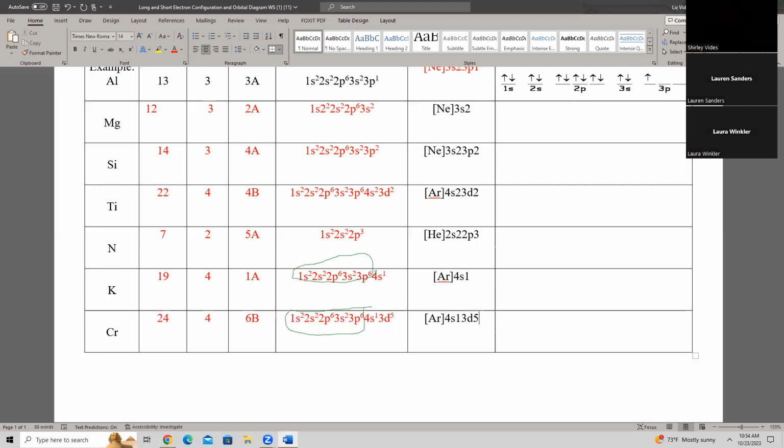How do you know which electron to borrow on this one? Oh, it's always the S going to the D, because the actual, let me show you what the actual configuration would be. And I'm going to do it on the electron configuration part, on this part right here.